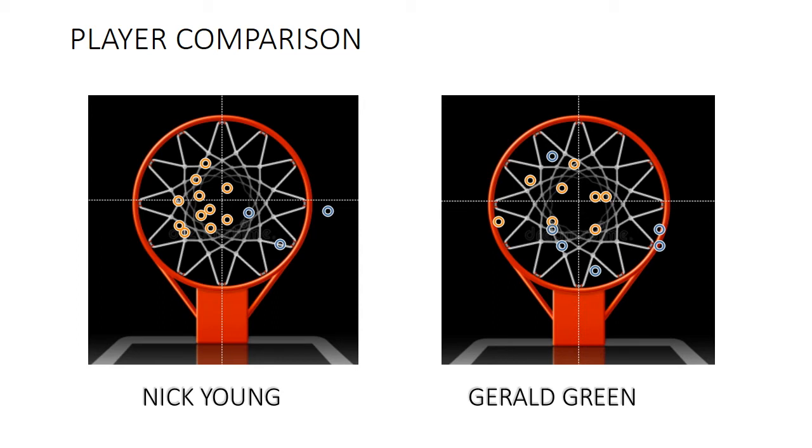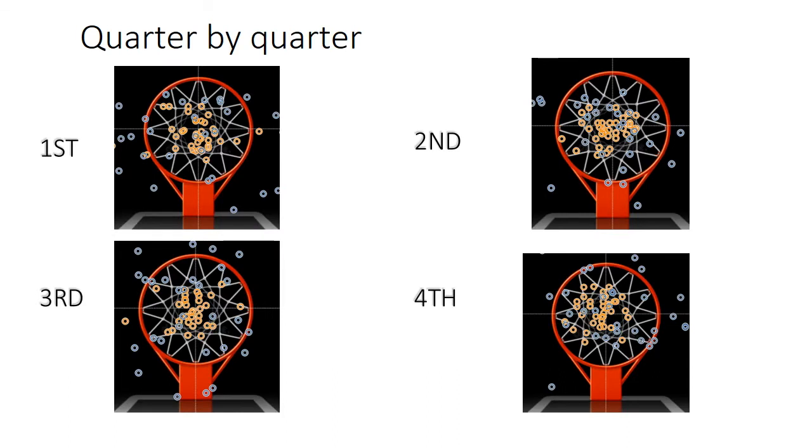So obviously, it seemed like both of them had pretty good days. Usually there'd be a few more blues, those are the misses, but you can see Nick Young tends to miss left, whereas Gerald Green tends to miss long, which is definitely something to keep in mind in terms of rebounding.